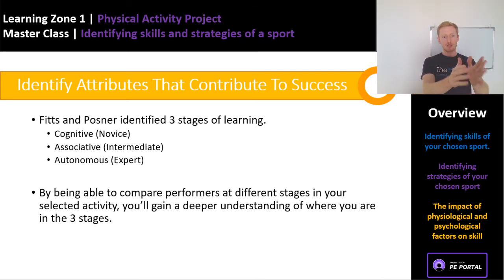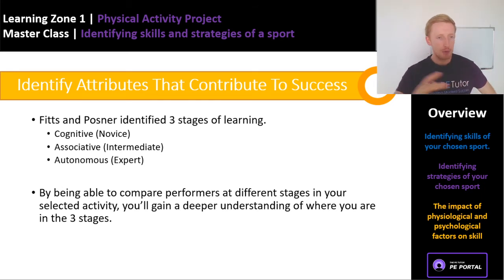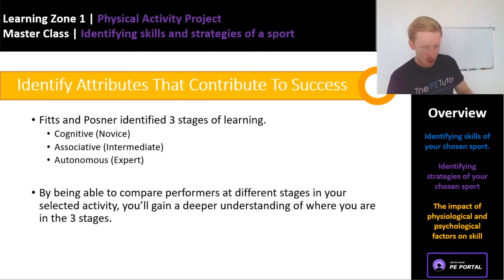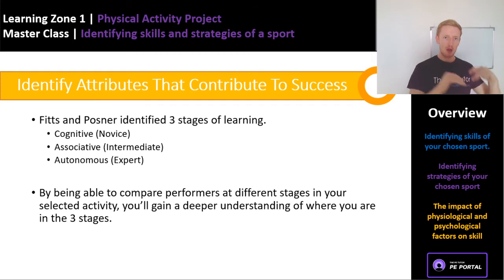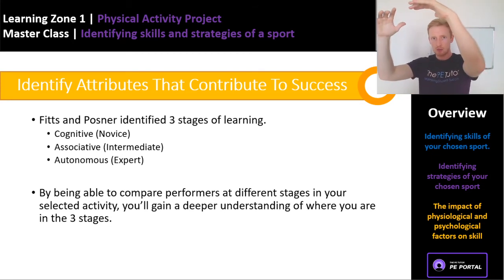Now, put here on the screen, Fitts and Posner. Now, these are two names, two psychologists that devised, and you'll learn about this in your theory, a way of comparing different learning stages. And we've got 3 different levels. We've got novice, intermediate, expert, beginner, all the way up to elite. And they termed them as cognitive stage performer, associative stage, and autonomous stage.